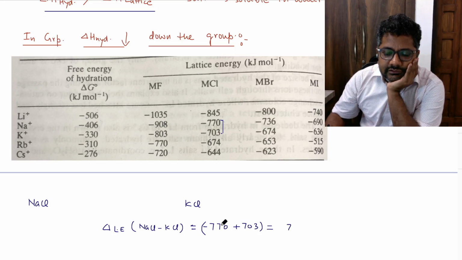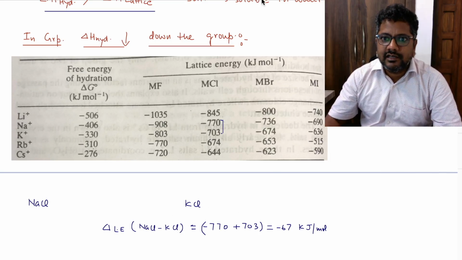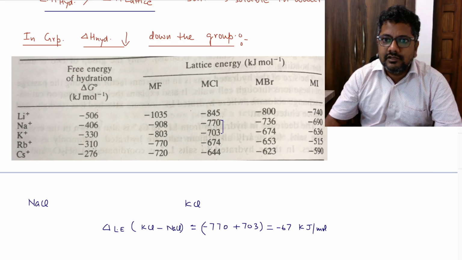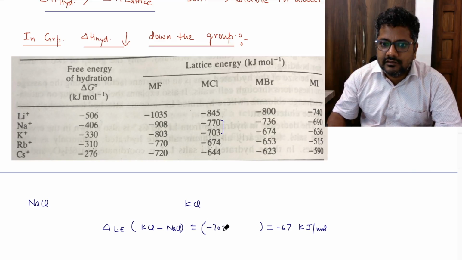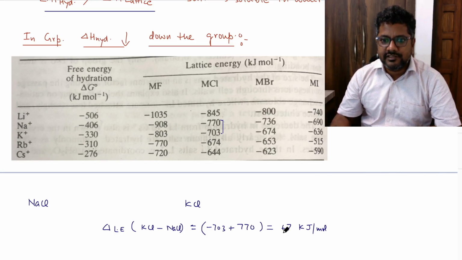So we can take this, 67 kilojoules per mole, right? So it is better to take KCl to NaCl. So KCl is minus 703 plus 770. So now this is equal to 67. So lattice energy is decreasing by 67.